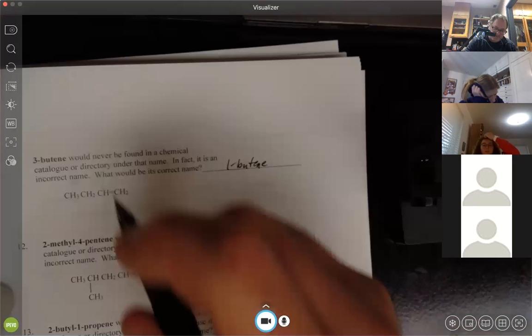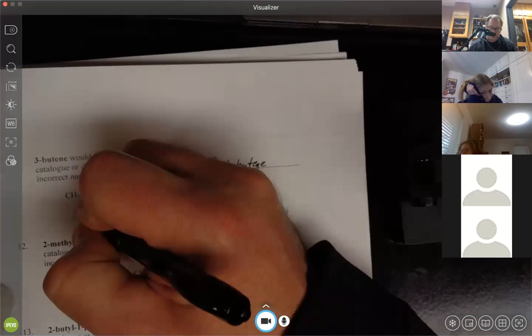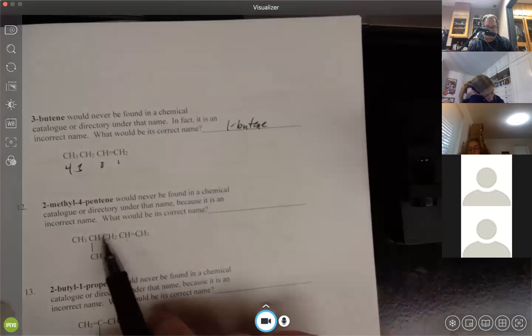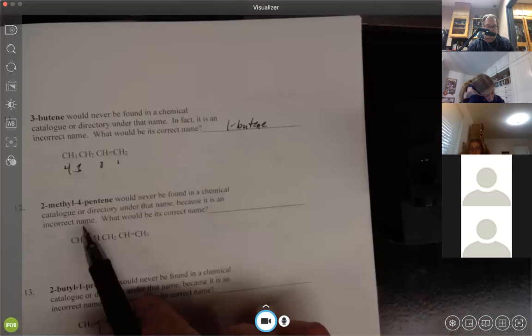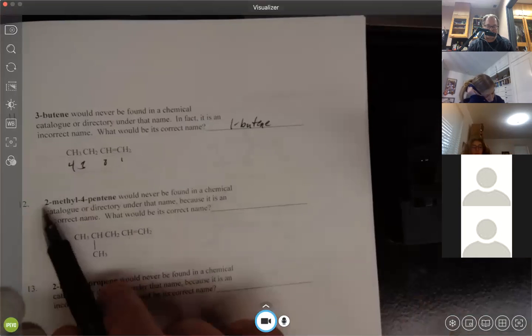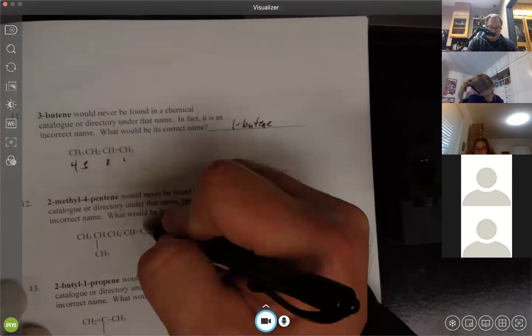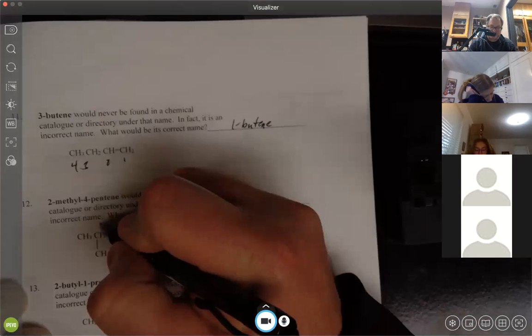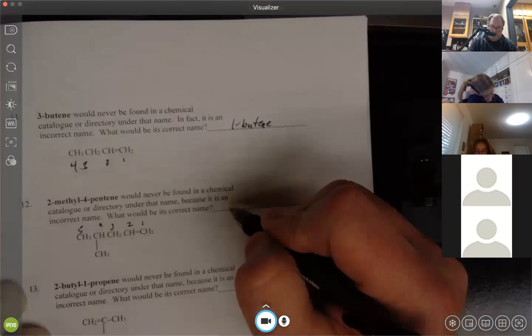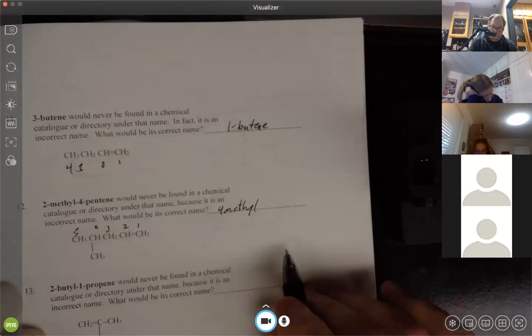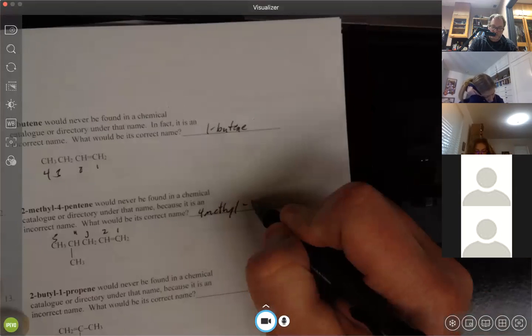We number from this end to give it the lowest number. 1, 2, 3, 4, 5. I'm already naming it. 2-methyl-4-pentene would not be it because we would number it 1, 2, 3, 4, 5. So it would be 4-methyl-1-pentene.